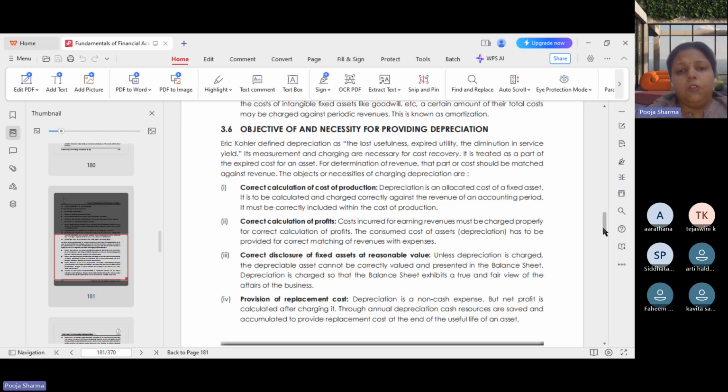Purpose, correct calculation of cost of production. Depreciation is an allocated cost of fixed asset. It is to be calculated and charged directly against the revenue of the accounting period and must be included in the cost. It will be shown as an expense in the income statement. So it will affect the cost of production. We will accurately get the cost of production after deducting depreciation as an expense. It is your profit that we will get after the depreciation.